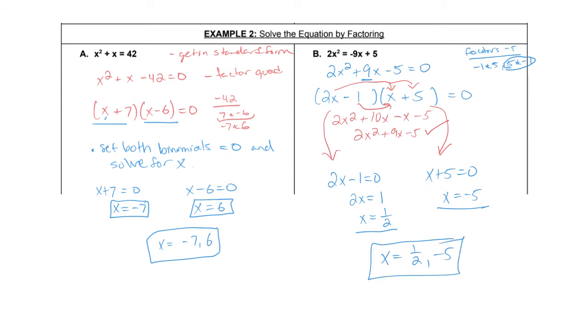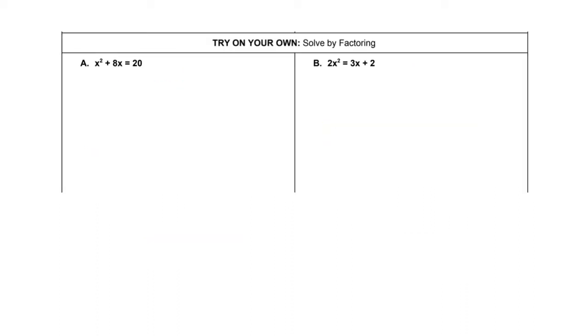And that's how we solve equations by factoring if we do not have a coefficient of 1 for x squared. Very similar to the first example, we're just setting the binomials that we found when factoring equal to 0 and getting a solution for x. Now I want you to try these on your own, and then I'll show you the answers and we'll go through them.